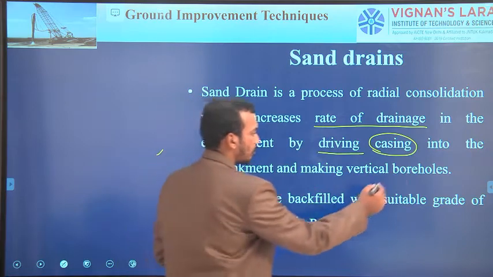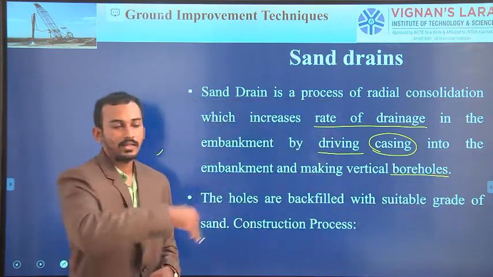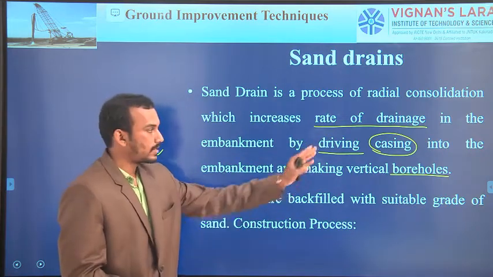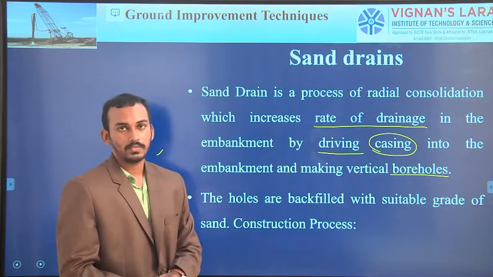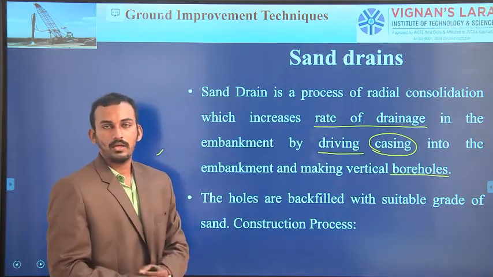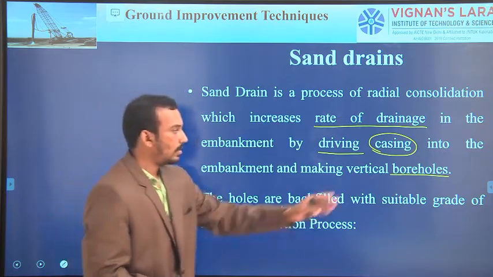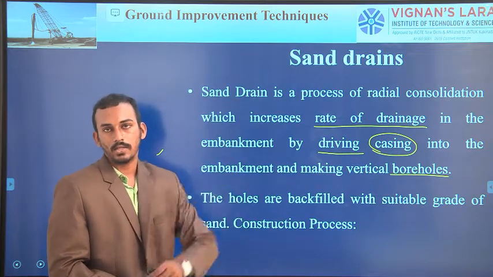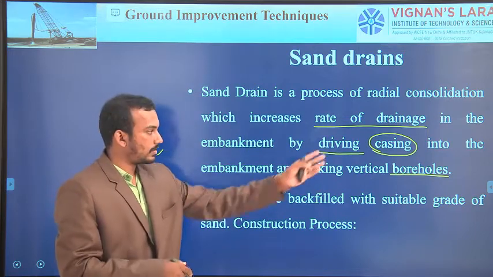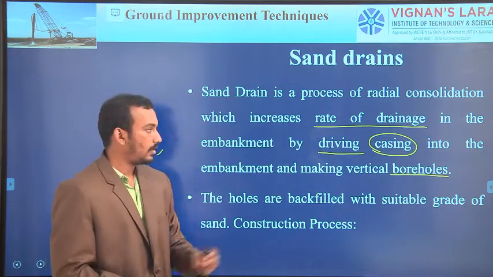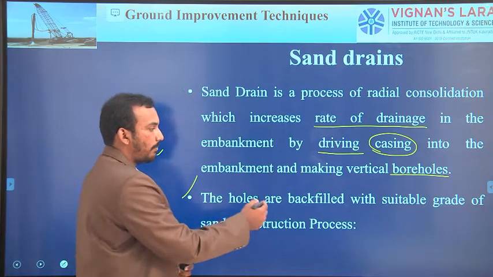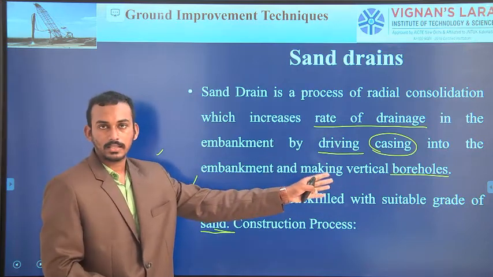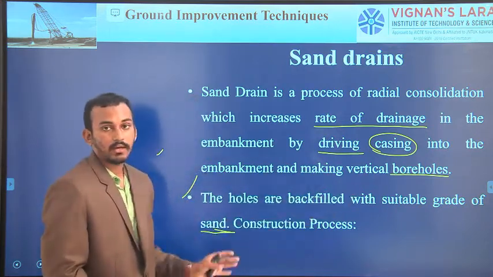So here they are using boreholes to remove the soil inside the casing. Casing is a hollow circular pipe. Generally we use steel pipes. Okay, a steel hollow circular pipe is known as casing. First we drive the casing into the soil by using various methods, by impacting or by using any method. Then by using the vertical boreholes, we are removing all the soil inside the casing. Inside the casing we are placing the sand. Okay, that is the method. Next, the holes are backfilled with a suitable grade of sand. See, once we remove all the soil inside the casing, we are backfilling with the suitable grade of sand.